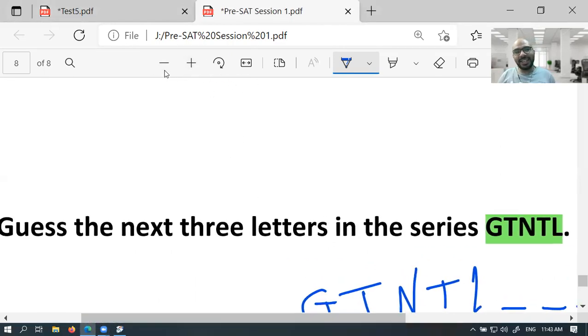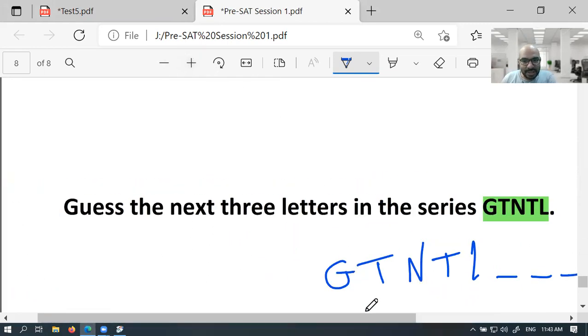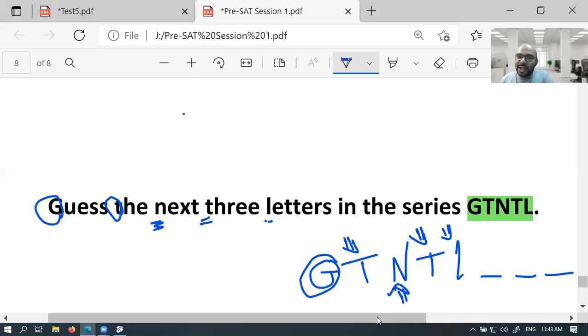See, this is super easy. This is the G, right? And this is G. This is T. And this is T. N. N. T. This is the T. L. This is the L. So logically, we pick the first letter of every word. So I, T, S. That's I, T, S. Super easy.